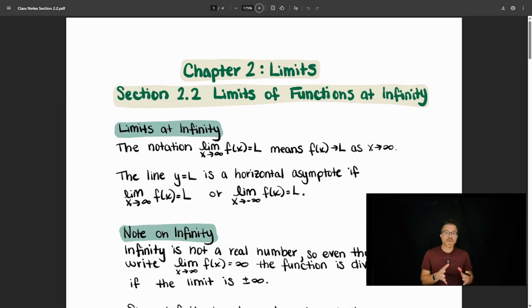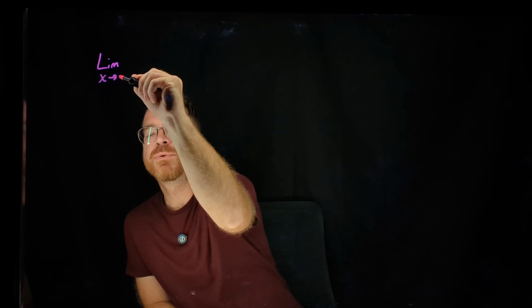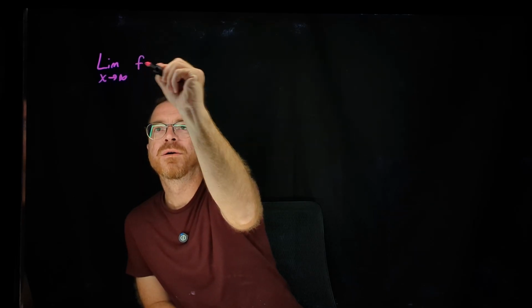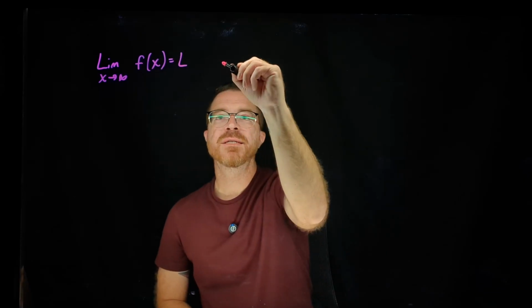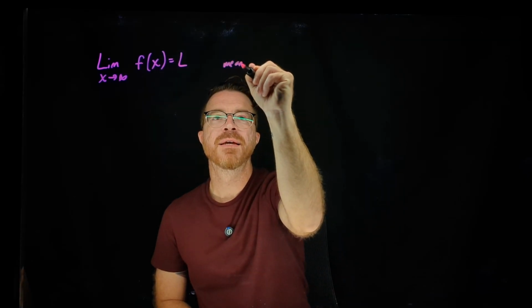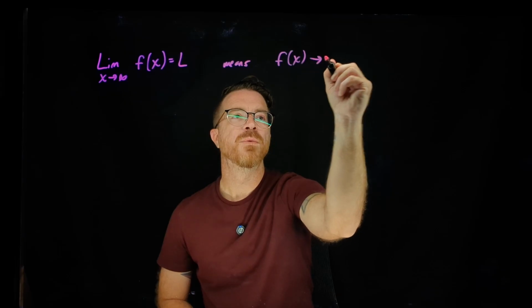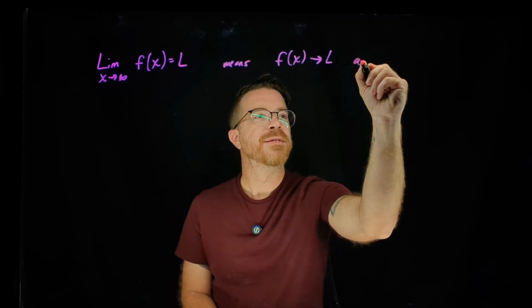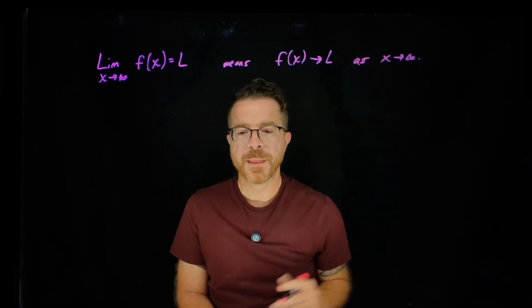So first of all, let's look at our limits at infinity. We have the notation: the limit as x goes to infinity of the function f of x equals L. This means that our function f of x will go to L as x approaches infinity.